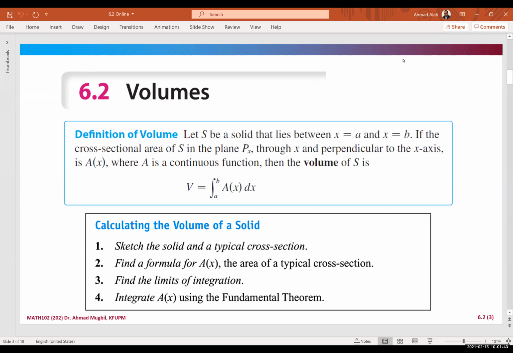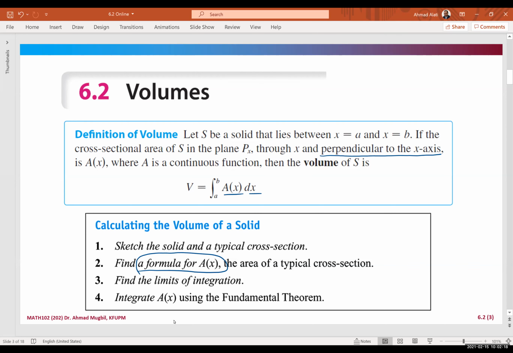Let's just recall what the volume is. In general, the volume is just the integral of the area of the cross section. It could be with respect to x or with respect to y. It depends on whether it is perpendicular to the x-axis or the y-axis. If your cross section is perpendicular to the x-axis, you integrate with respect to x. If it is perpendicular to the y-axis, you will integrate with respect to y. So you just need to find the formula for the area of the cross section. This is the most important part. Of course, plus the limits of integration.